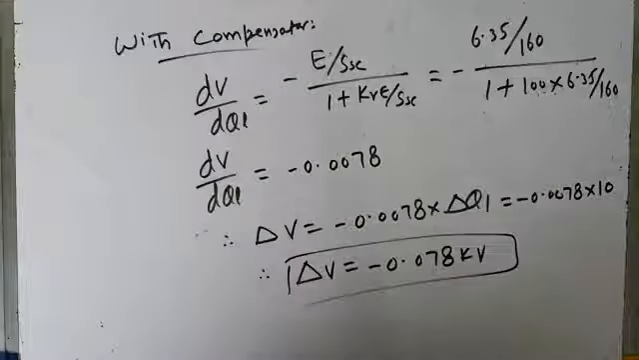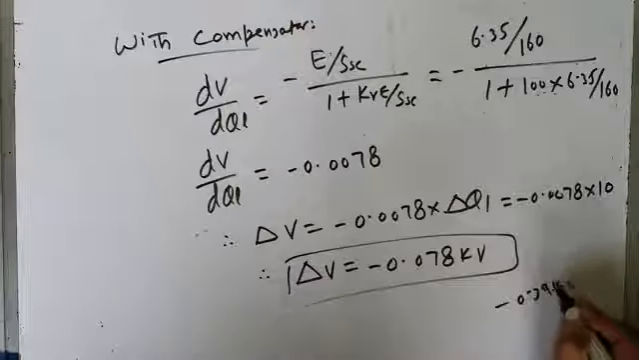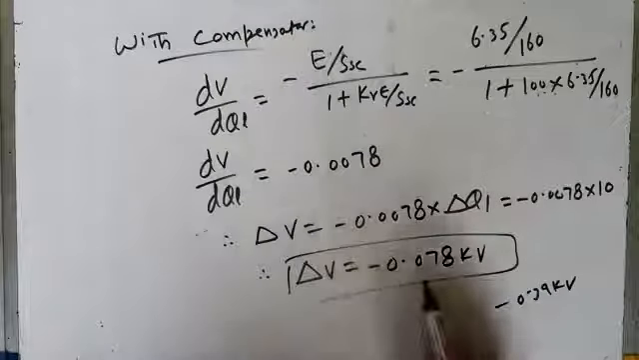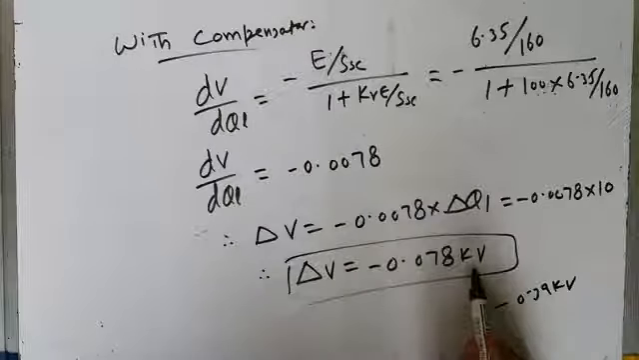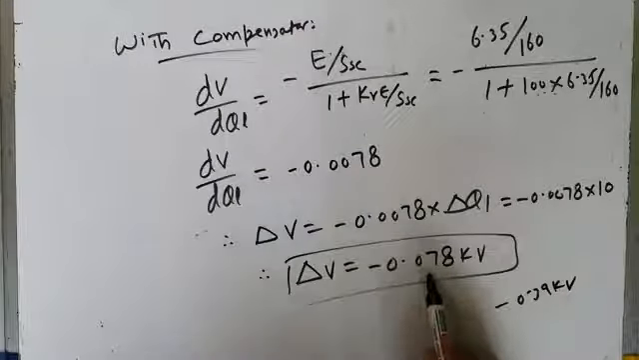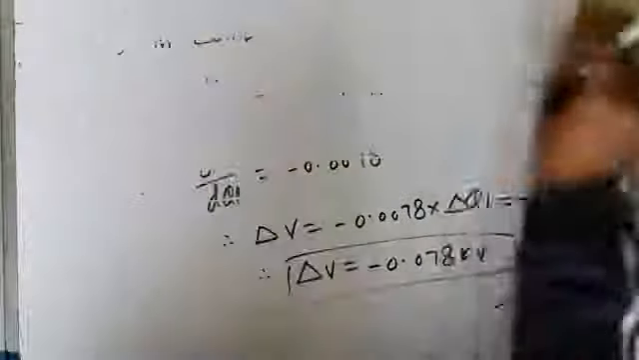Without compensator, the voltage was changing by minus 0.39 kilovolt. And with compensator, it is changing by a very small amount, minus 0.078 kilovolt. It is not even 0.1 kilovolt. So it is very nearly equal to 0. Okay, so that is voltage sensitivity. What else do we have to find?